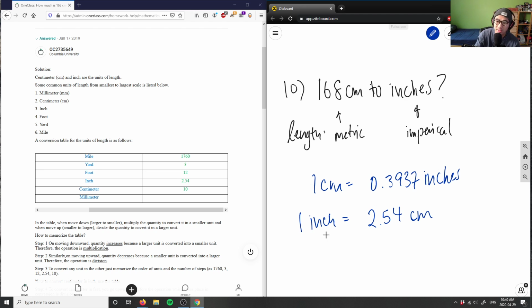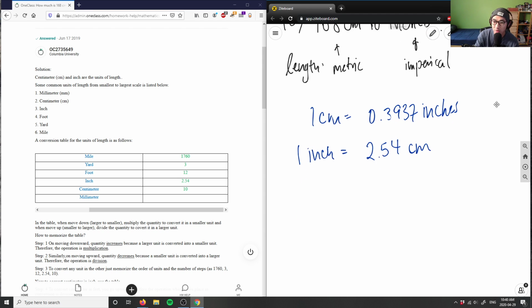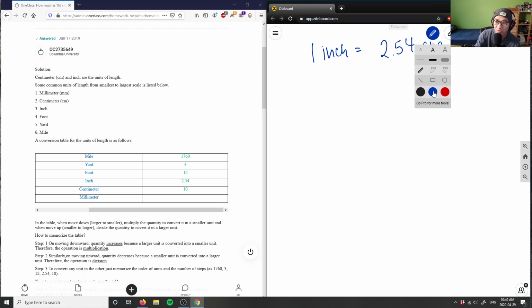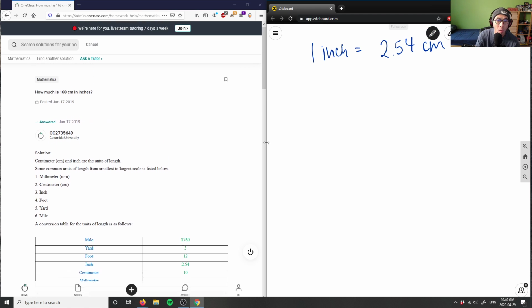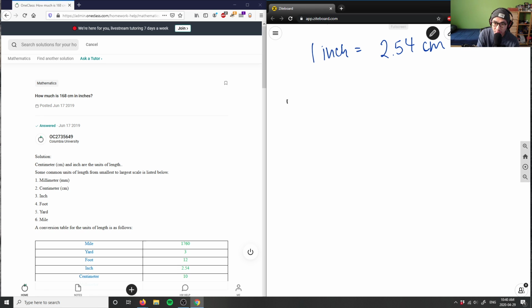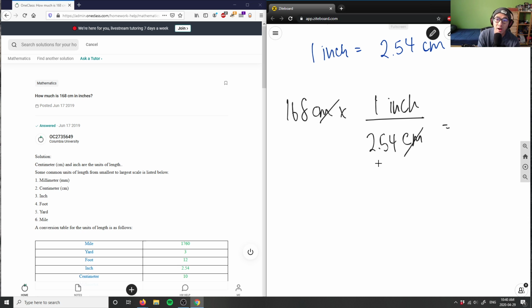Let's use the second one, because that's what they give us here, 2.54. If I know that 1 inch is 2.54 centimeters, I can figure out my conversion rate. I have 168 centimeters. If I want to convert centimeters into inches, I put centimeters at the bottom. I have 2.54 centimeters in 1 inch, so my centimeters cancel out. I'm simply doing 168 divided by 2.54 to figure out how many inches I have. That gives an approximate value of 66.14 inches, and this is my solution.